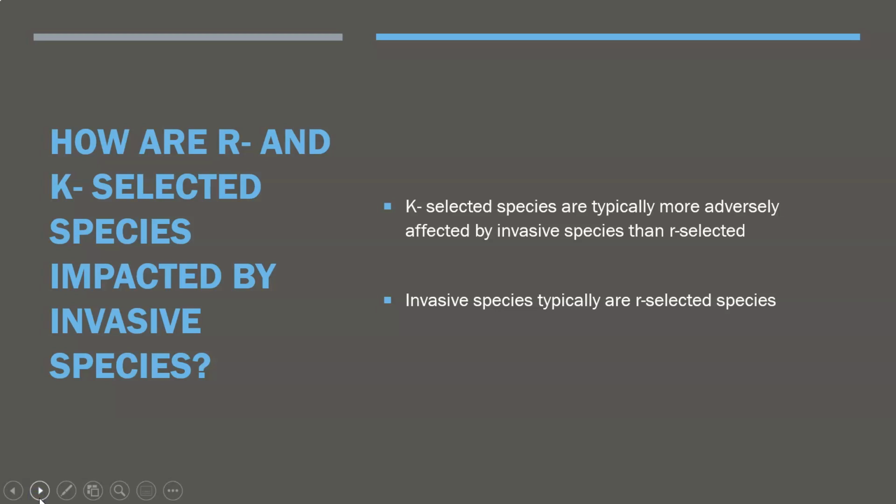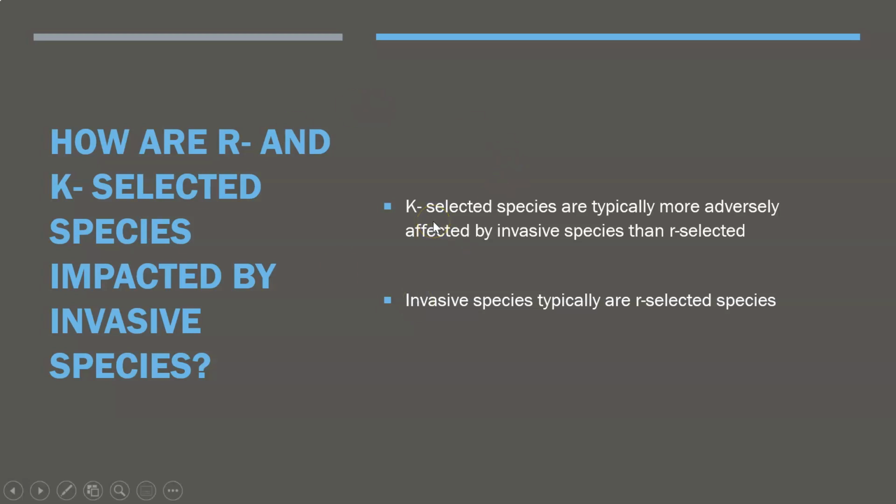So how are these species impacted by invasive species? Remember, we talked about specialists and generalists. Specialists would be more of our K-selected species. They can't respond as fast to changes because they don't reproduce as much because they're larger. Whereas our R-selected species are the generalists. They can respond quickly because they produce more young, they can adapt to more habitats. And so we see the same effects that invasive species have.